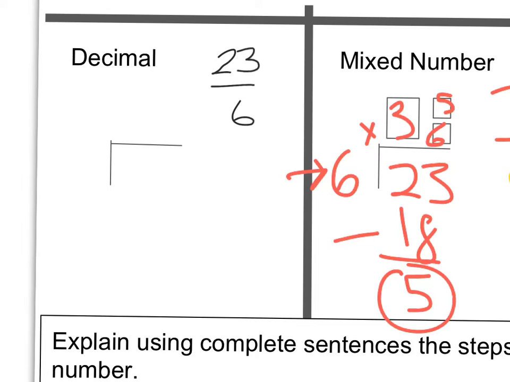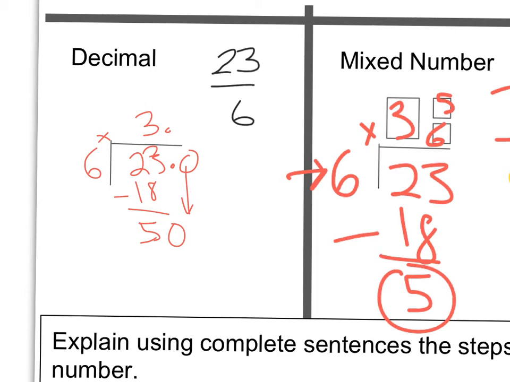Now we're going to convert 23 over 6 into a decimal. So again, the numerator always goes inside of the division house. The denominator goes on the outside. And just like last time, 6 fits inside of 23 3 times. 6 times 3 is 18. And when you subtract, you're going to have a remainder of 5. But 6 does not fit inside of 5, so this is where you drop your decimal, bring it down, add a 0, and bring the 0 down.